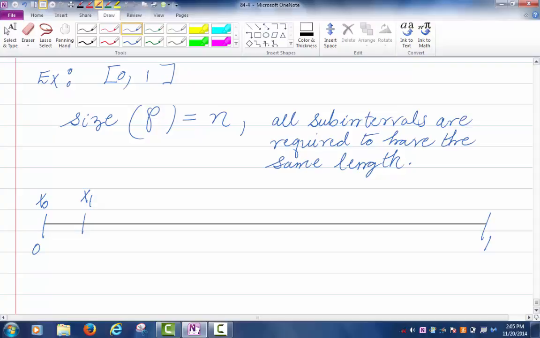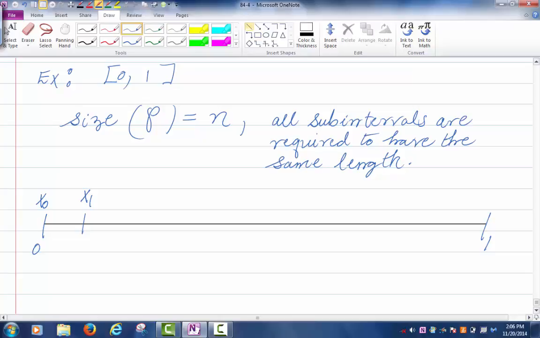Let me ask you this: how many subintervals would I have? I have n subintervals, and what's the total length of the interval? 1. All the subintervals must have the same length, so each one has length what? 1 over n. The total length is 1. I have n subintervals with the same length, so the length of each subinterval would be 1 divided by n, right? For example, if I divide the interval from 0 to 1 into 3 subintervals having the same length, what would be the length of each subinterval? 1/3, right? You guys agree with that?